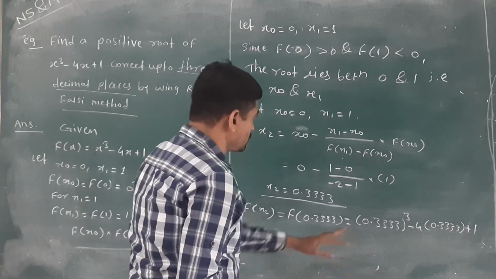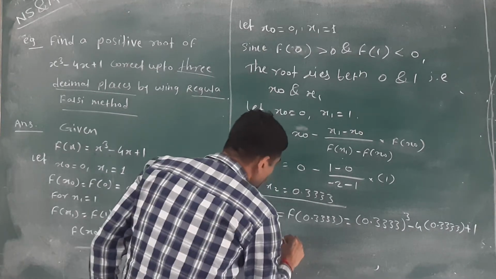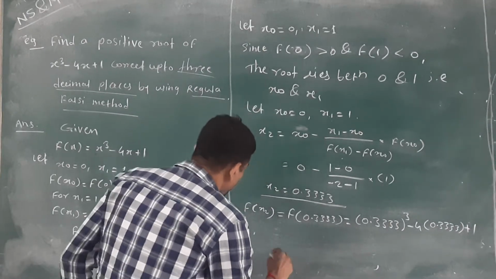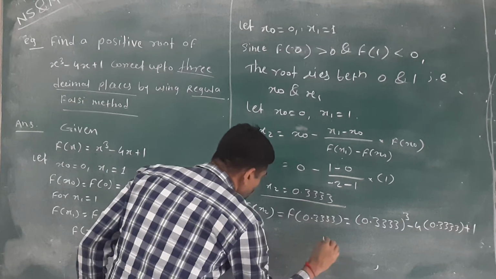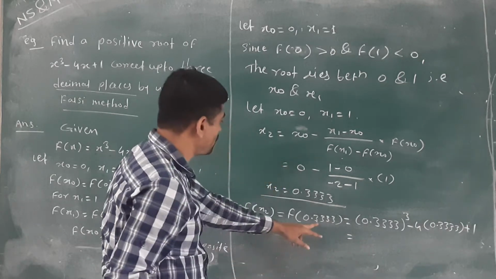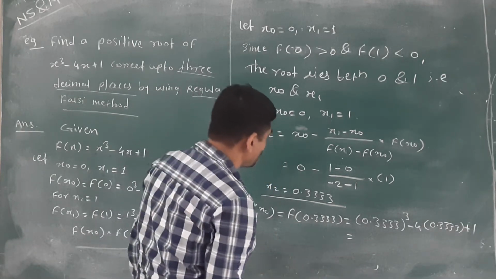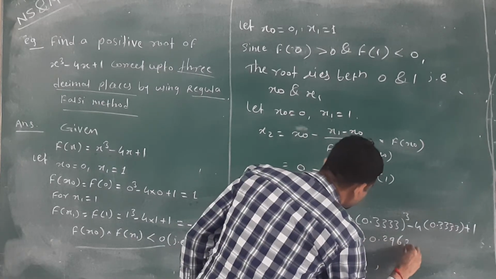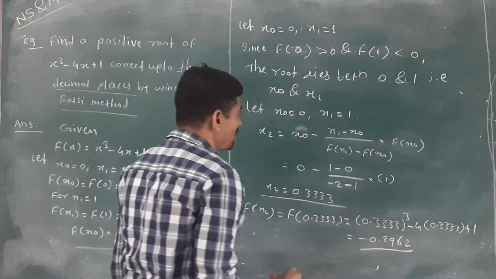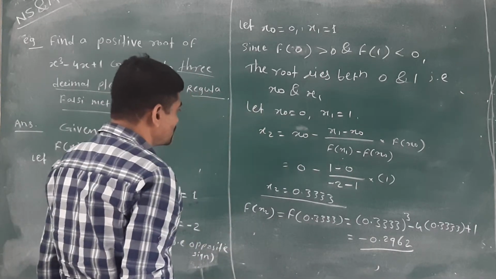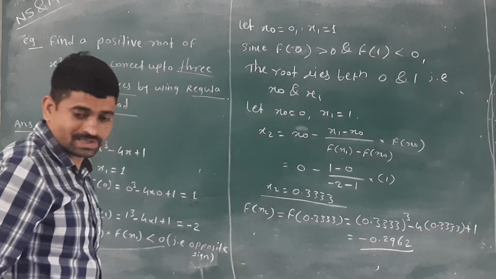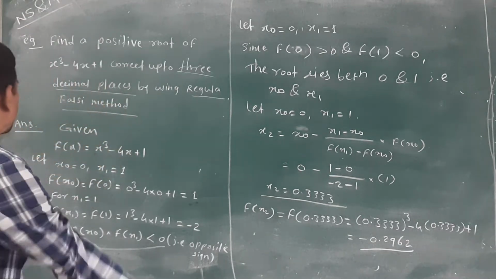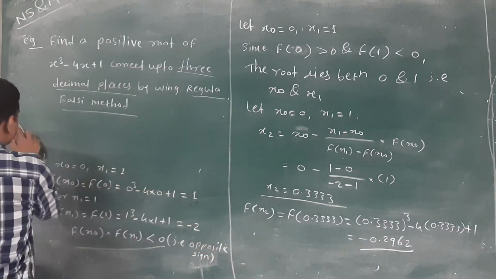Okay, if you put this value in that equation, then you will get f of x2, or f of 0.333, equal to minus 0.2962. You will get the negative value, minus 0.2962.